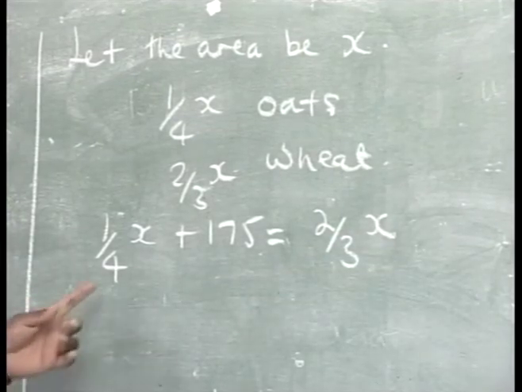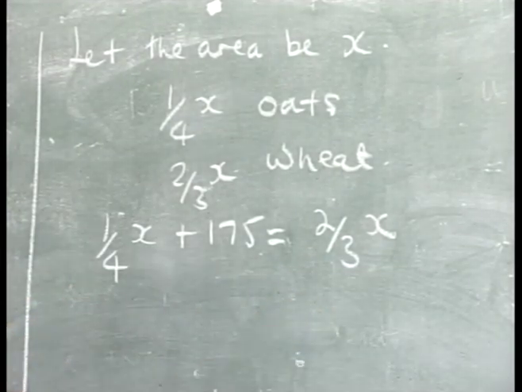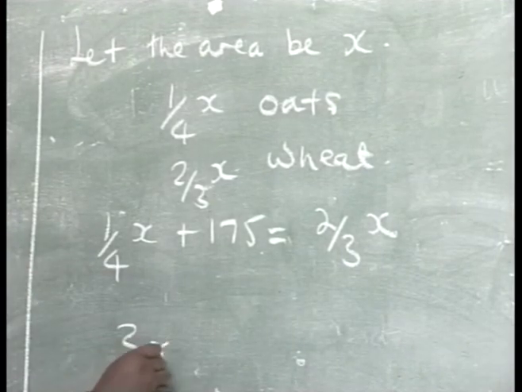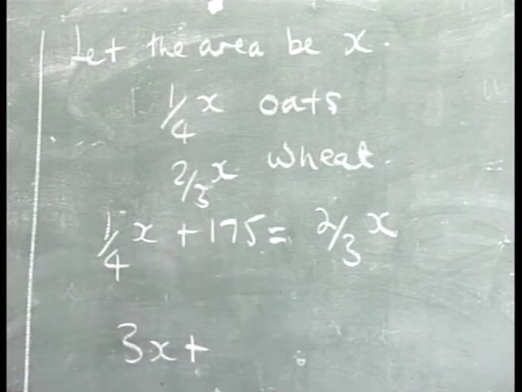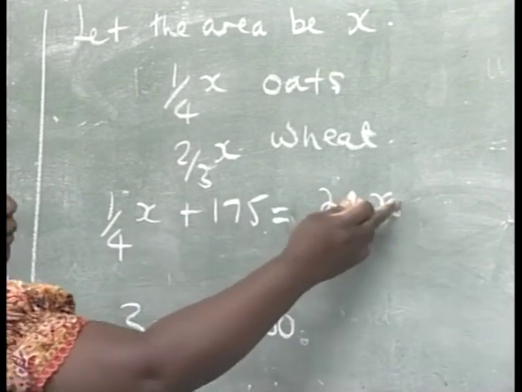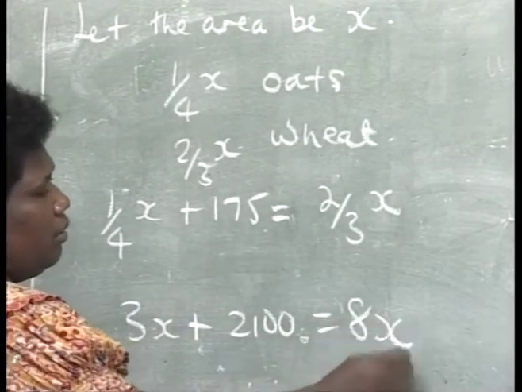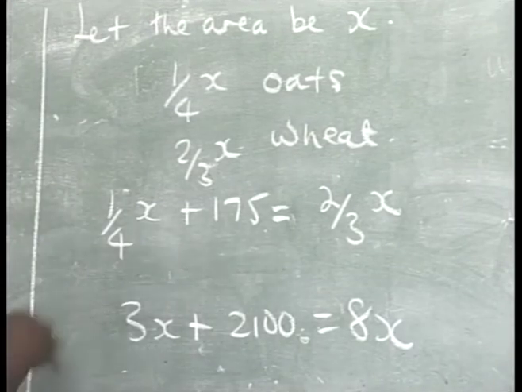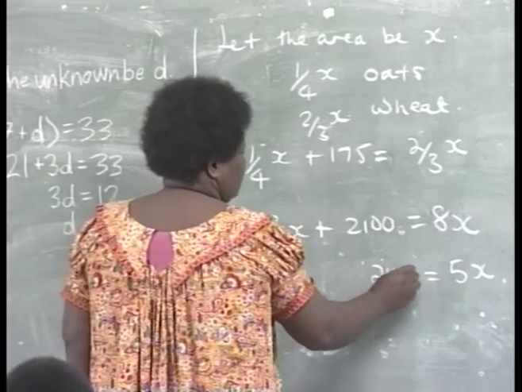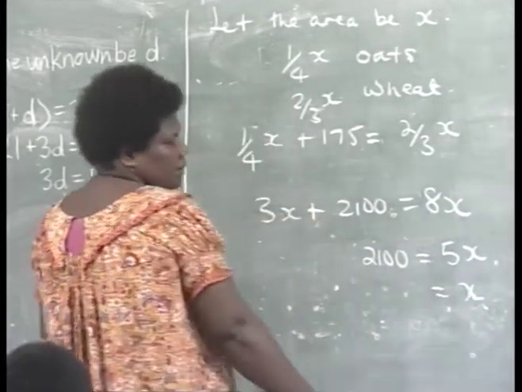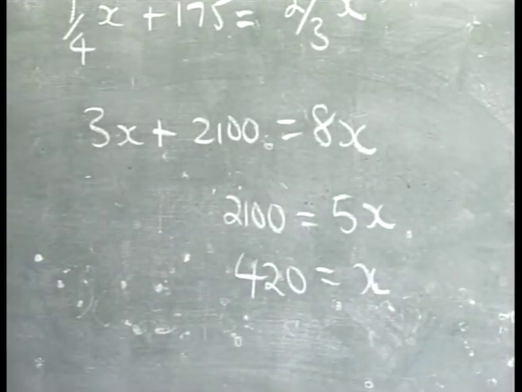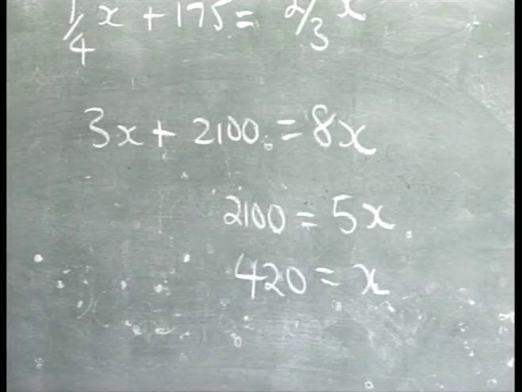The lowest common multiple of 4 and 3 is 12, so you multiply by 12. 12 into 4 is 3, 3 times X is 3X. 12 times 175 is 2,100. 12 into 3 is 4, 4 times 2 is 8, so 8X. Then you subtract 3X on both sides, you get 5X equals 2,100, and then divide and you get 420. So the area of the farm was 420 hectares.